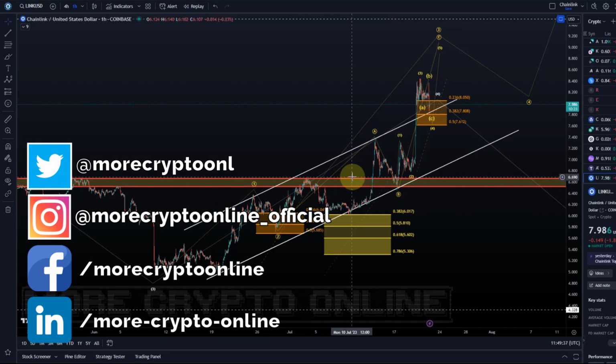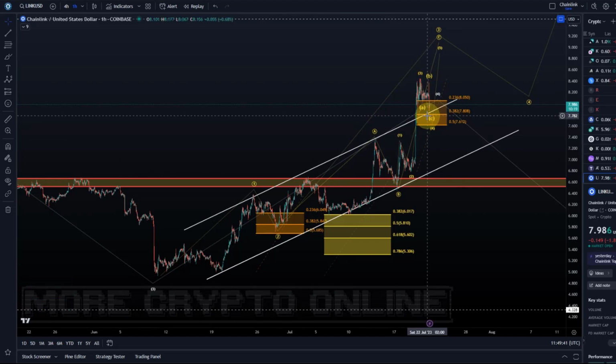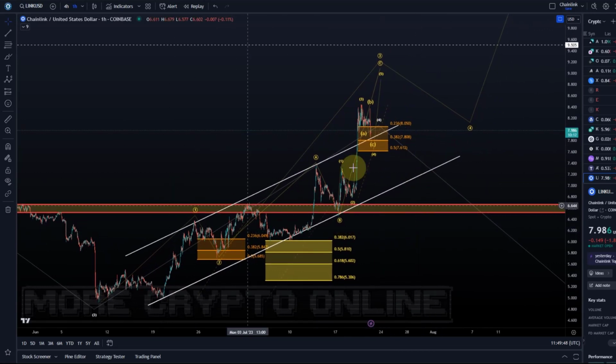LINK has actually come down in this C wave, as explained in yesterday's video. At least we had a potential micro count up here. We're going to go into the detail in a minute. I showed you yesterday this wave count and even a more bullish version. We're going to take a look at both again because it's worth tracking the more bullish one as long as support levels are holding.